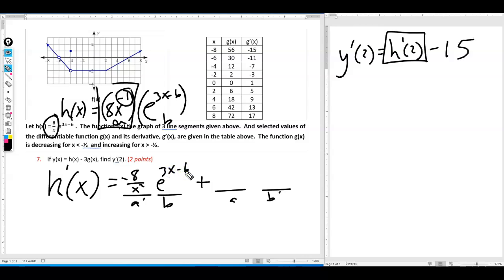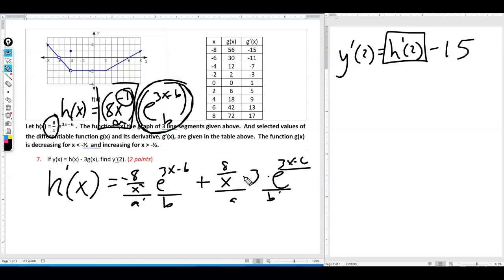Next, we're going to write a, which is 8x to the negative 1. Since we're not doing anything with it, I'm just going to put it back the way it was, 8 over x. But for b prime, when you take the derivative of an exponential function with a base of e, you always just get the original function as it was, but you have to multiply it by the derivative of whatever the power is, and the derivative of that is 3.